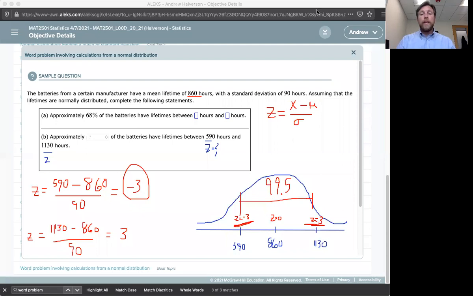Okay, I just confirmed it. It's not 99.5, it's 99.7% of the data. So approximately 99%, because this is three standard deviations from the mean by way of the empirical probability, we know 99% of the data is in between these two lifetime values. That's what the empirical probability is all about, the empirical rule. Okay, hope you found this helpful.